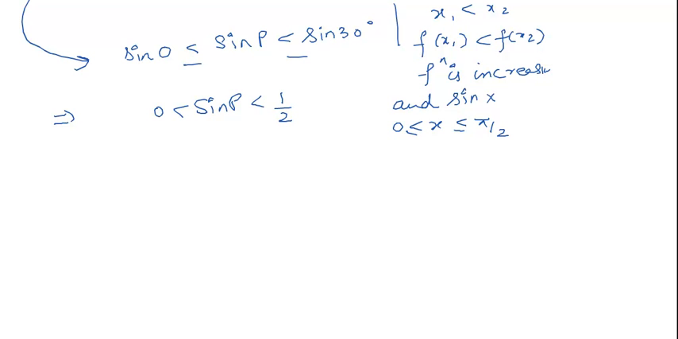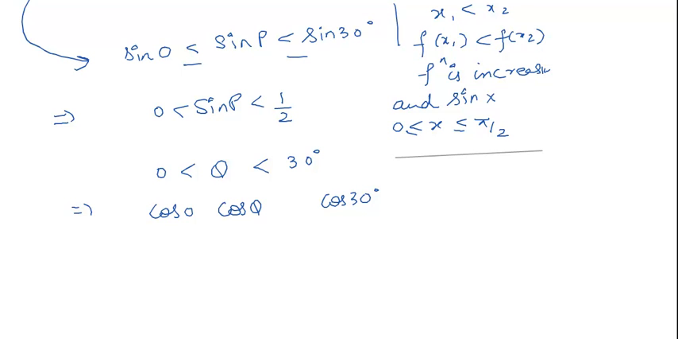Now for Q, it is lying between 0 to 30 degree. Therefore if we take cos on all the three sides, what will happen? Cos Q will be here, cos 30 degree will be here and cos 0 will be here. But we know one thing, that cos x is a decreasing function from 0 to pi by 2.